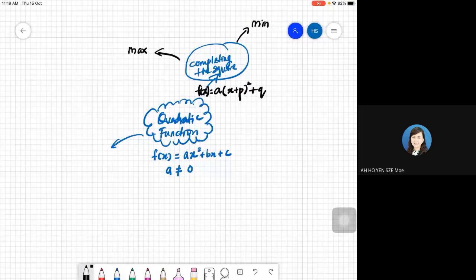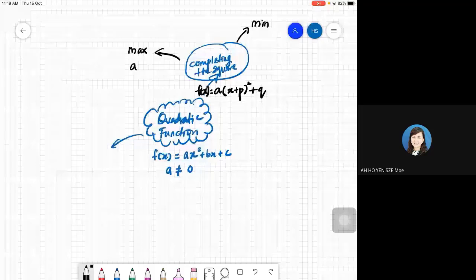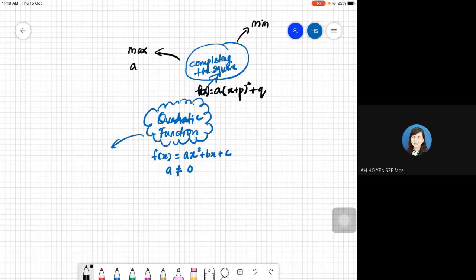If maximum, what is the value of a? Kalau dia maximum, nilai a dia mesti kurang daripada kosong, a less than 0. Kalau minimum, a lebih besar kosong, a greater than 0. Then the shape of the graph, bentuk graf dia: minimum adalah bentuk U, and the maximum is bentuk N.